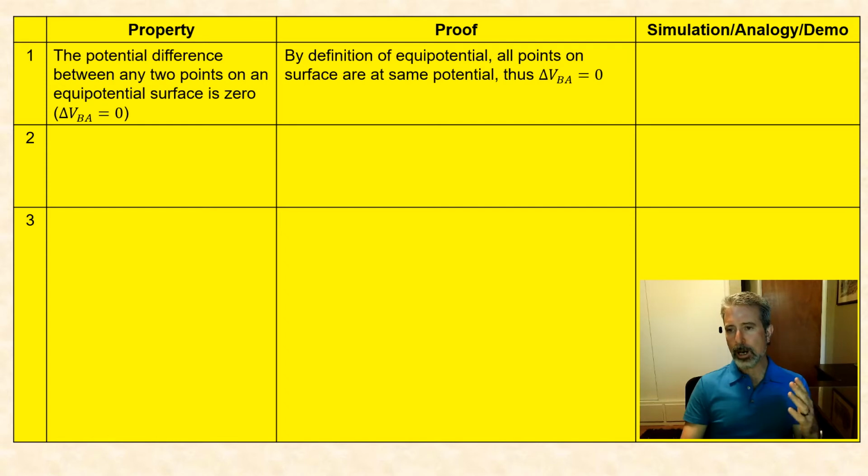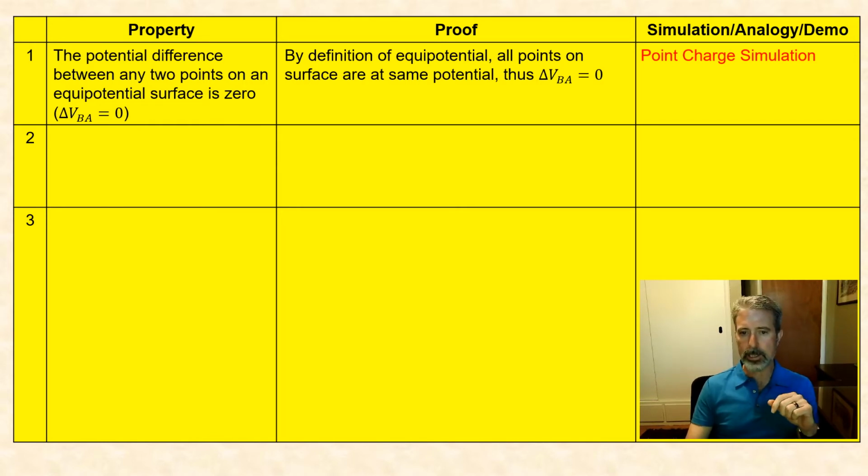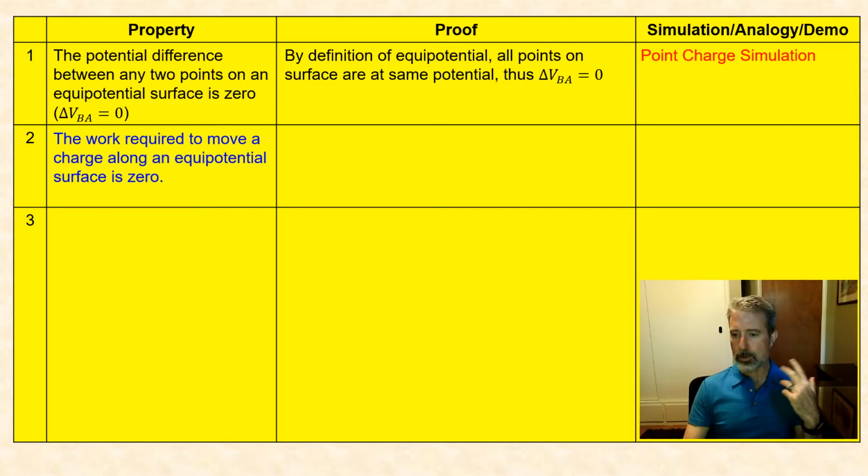We'll take a look at this in a simulation. We will combine all 3 of these properties on this slide, and in the next slide we'll take a look at a simulation illustrating these 3 properties. The second property we'll introduce here is this: the work required to move a charge along an equipotential surface is 0.